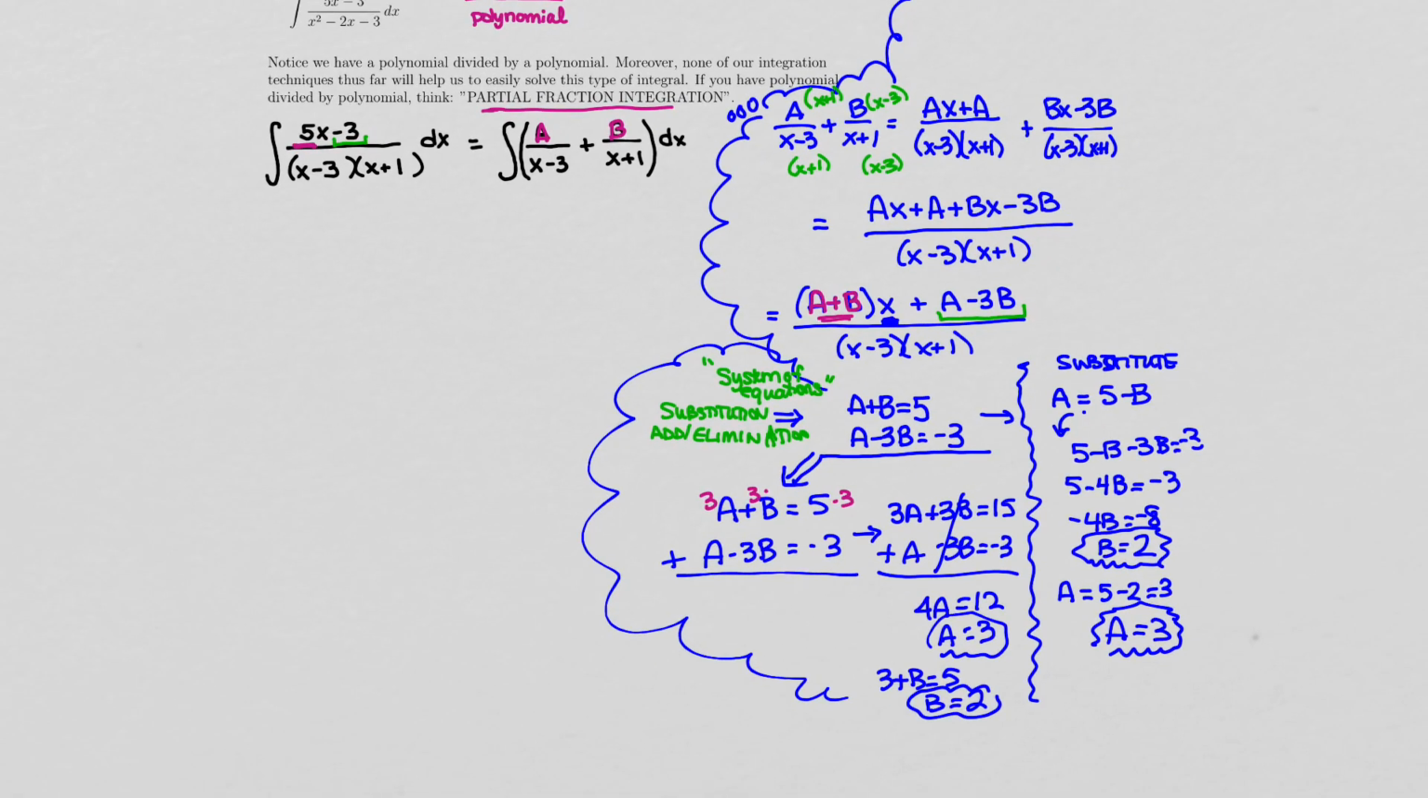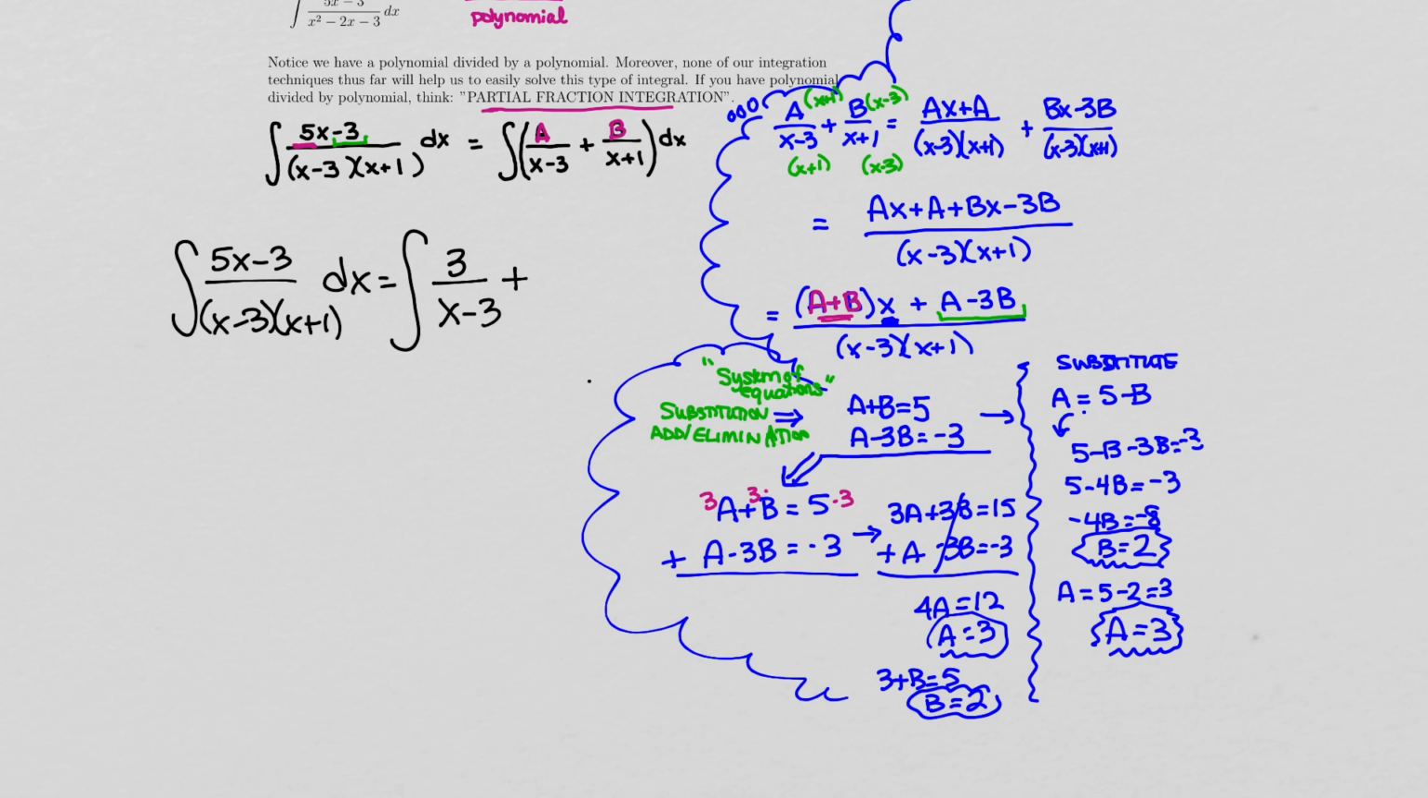Because that's actually what our goal is. Our goal is to rewrite this original expression, 5x minus 3 over x minus 3 times x plus 1, into its simpler form. And we just did that. It's going to be 3 over x minus 3 plus 2 over x plus 1. And how do we get that? We do that by solving and putting those numbers back in for A and B.